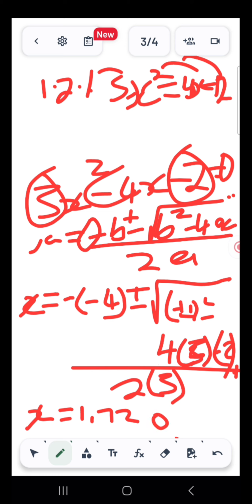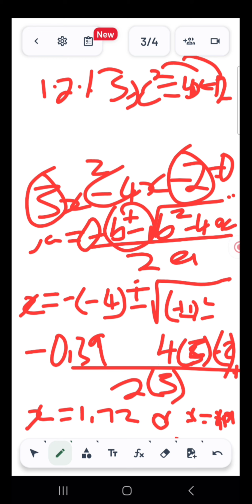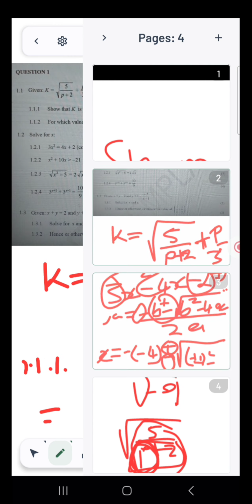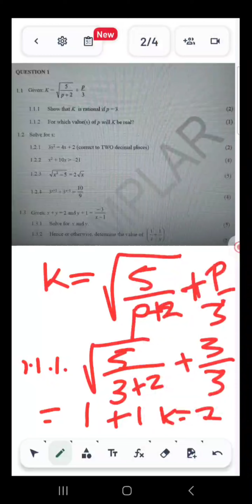or x is equals to negative 0,39. A quadratic equation must have two answers. Where you cannot see it, write negative 0,39. Why? Because there is a plus minus here, so on the calculator you use plus only to get one answer, then use minus only to get the other answer, right? So that's how you do it. I think this one is easy for most people, because the formula is given, all you do is apply the formula.